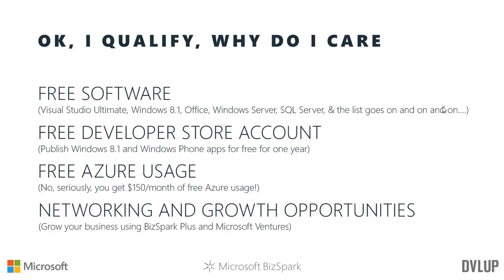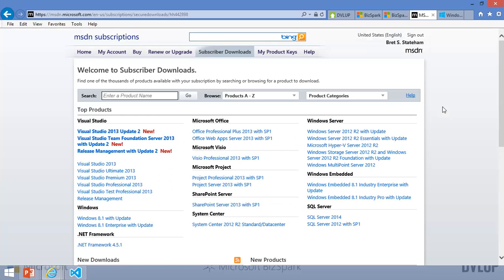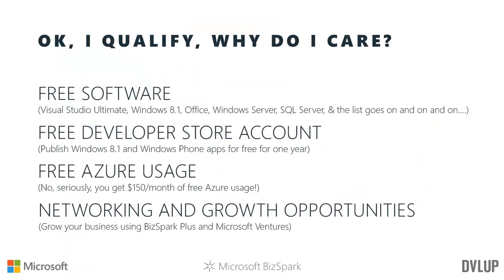Once you gain access, you can jump right over to MSDN and in the subscriber downloads, start downloading pretty much any software Microsoft makes available to you. Visual Studio, Windows 8.1, Office, Windows Server, SQL servers, pretty much anything else you'd need to build your products. You also get a free developer store account. And that means that you're going to be able to publish your Windows 8.1 and Windows Phone applications free for 1 year. Another awesome benefit, and this is one of my favorites, is the free Azure usage.